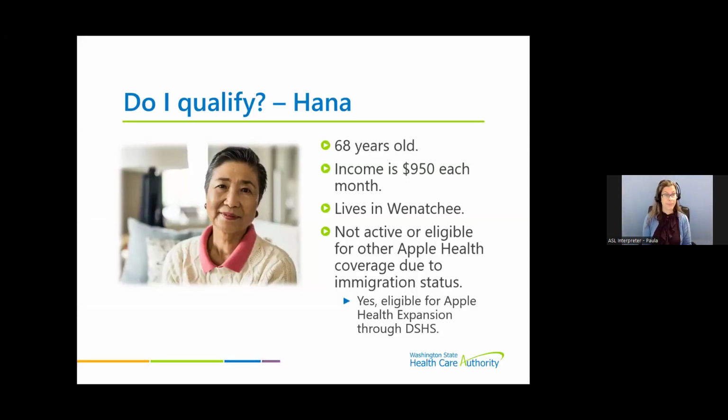So program hierarchy, here we have some examples. Hannah, who's 68 years old, his income is $950 a month. She lives in Wenatchee. She's not active or eligible for Apple Health programs due to immigration status. Based on her age and income, she would be eligible for the Apple Health expansion through DSHS.